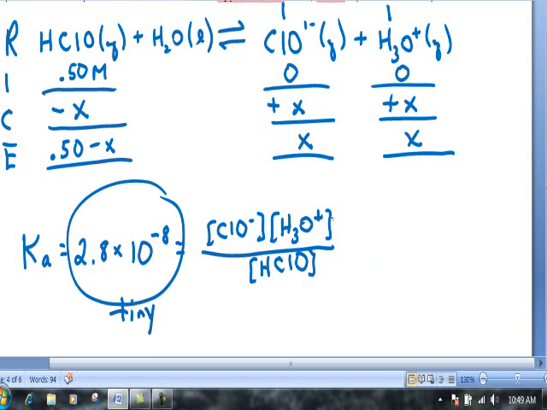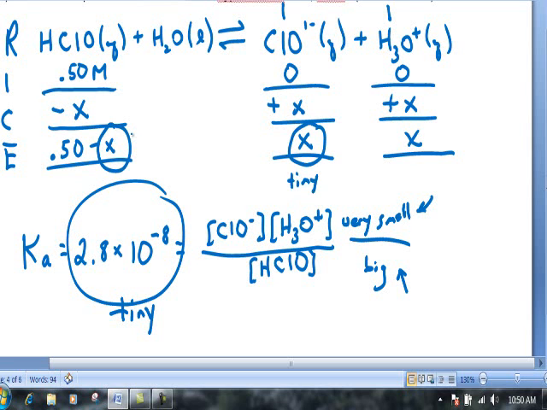Consequently, our numerator, or the amount of product, is going to be very small, and the denominator, the amount of reactants, is going to be a fairly big number. That means the size of X in our equation is very tiny. Because our X is so tiny, when we take a tiny number and subtract it from 0.50, it leaves us with essentially 0.50 when we round the number off.